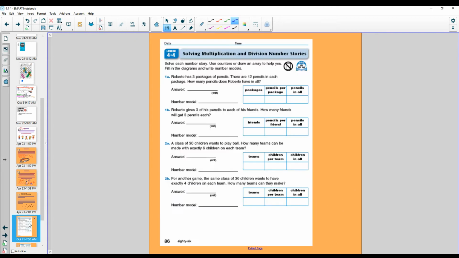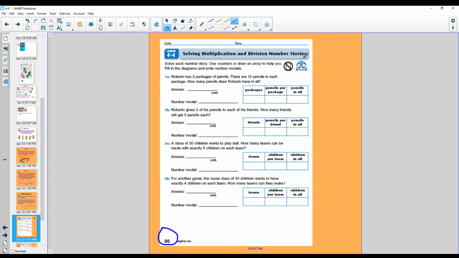All right, third graders, let's go to our journal page. We are on journal page 86. Let's do some together, and then you can work on your own. 1A. Roberto has 3 packages of pencils. There are 12 pencils in each package. How many pencils does Roberto have in all?